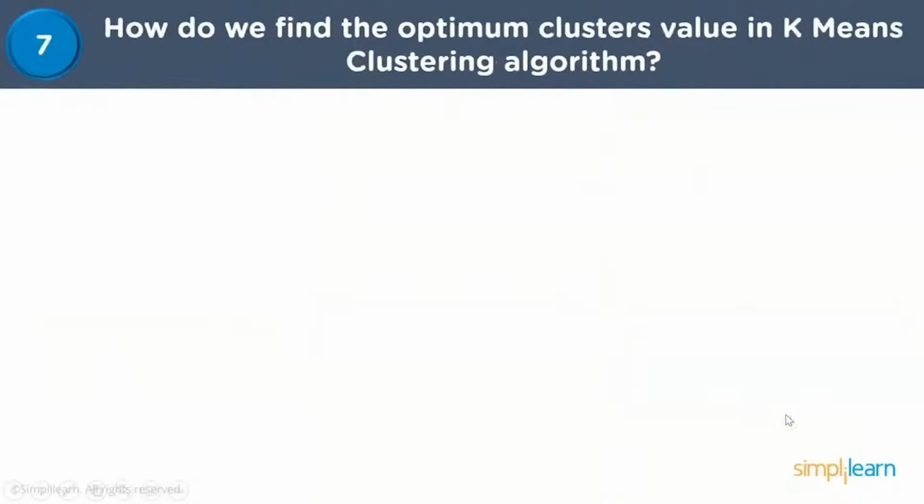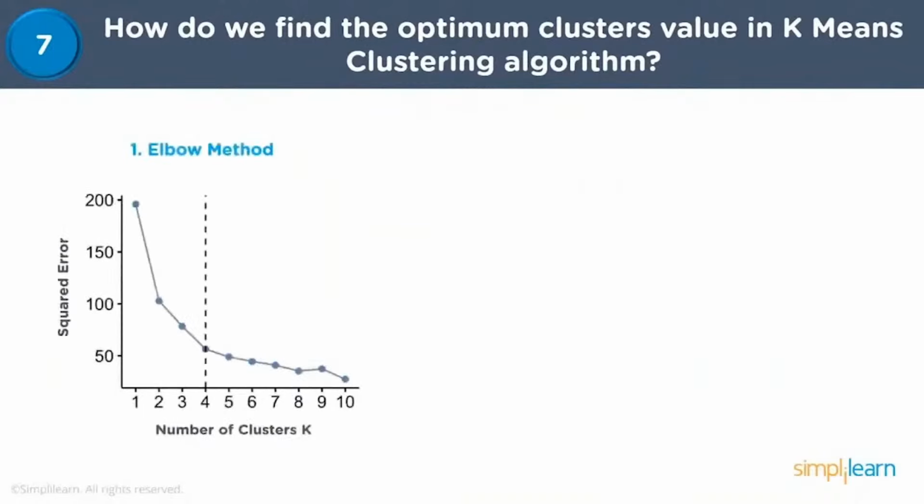Now moving to the 7th question. The question is, how do we find the optimum cluster value in the K-means clustering algorithm? There are 2 methods to find the optimum cluster value. First we have the elbow method, which is one of the most well known for finding the optimum number of clusters. In this method you need to calculate the within cluster sum of squared errors for different values of k and choose the k for which the within cluster sum of squared errors first starts to diminish.